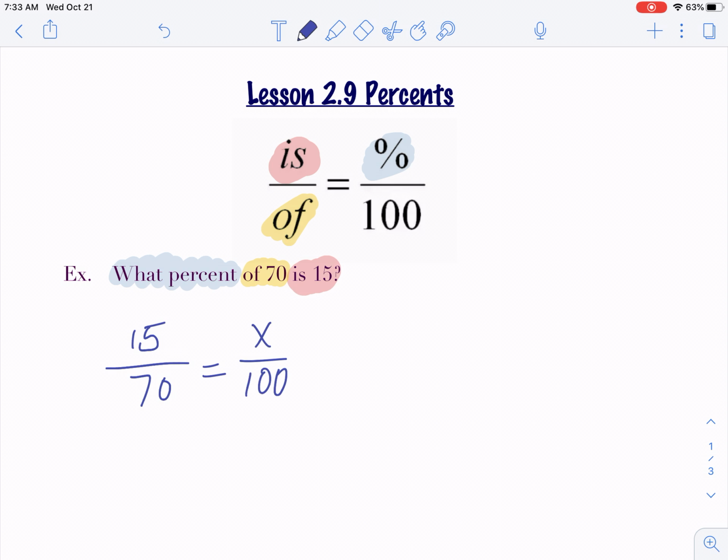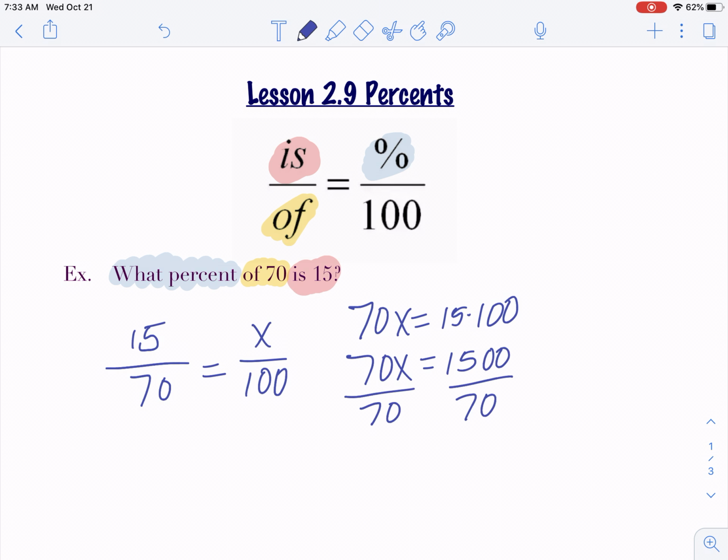Then to solve a proportion, I'm going to set my cross products equal to each other. So I will have 70 times x is equal to 15 times 100. Then doing my multiplication in inverse operations would give me a value of about 21%. I'm rounding that value because it does not come out to an exact percentage.